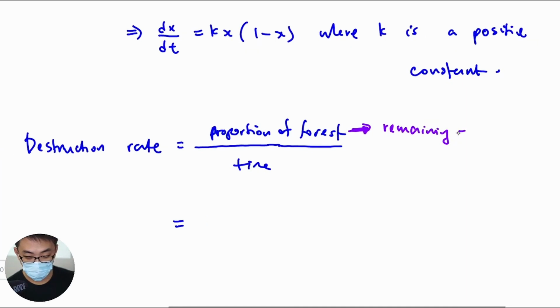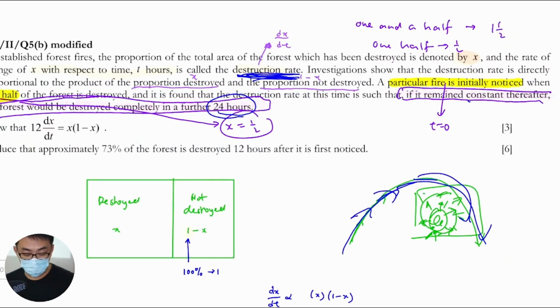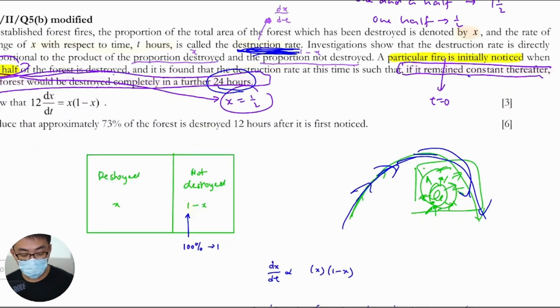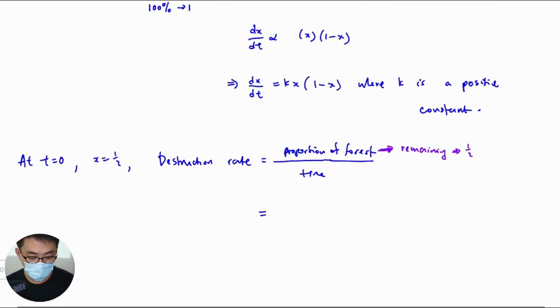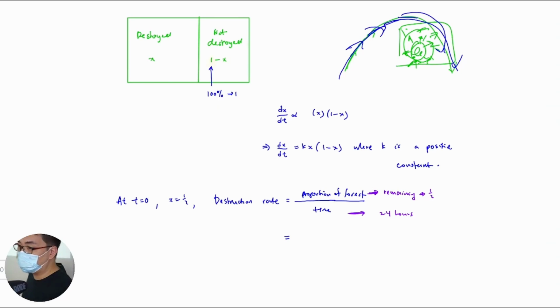Half. Am I right? Half. Because at the start, already half of the forest burned down. You are left with another half. And they say that if it continues at this constant rate here, it will take how long? 24 hours. Okay. This is the one which is the problem.